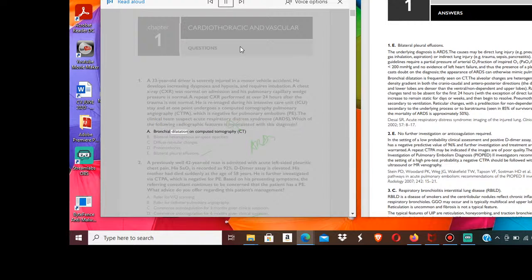A. Bronchial dilatation on computed tomography, CT. B. Bilateral heterogeneous airspace opacities. C. Diffuse reticular changes. D. Pneumothorax. E. Bilateral pleural effusions.